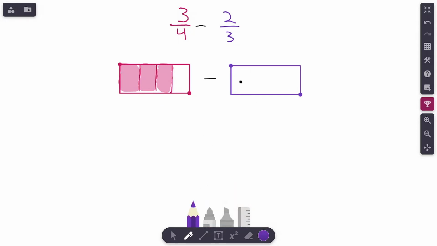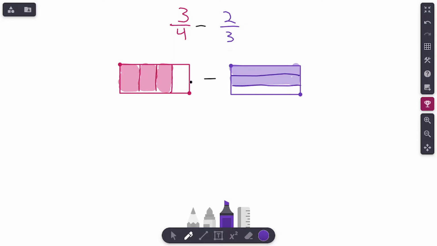Now let's represent 2/3. I'm actually going to represent it horizontally just because that's kind of what we've gotten in the habit of. So there's 1/3, 2/3, and 3/3. Shade in 2 out of the 3. There's 2 out of the 3. So there's 2/3. So we've got 3/4 on the left. We've got 2/3 on the right.